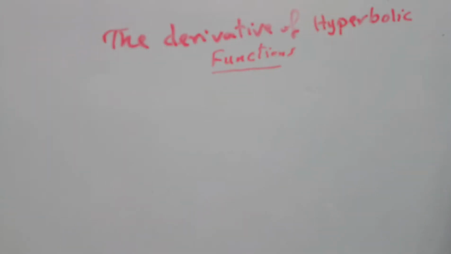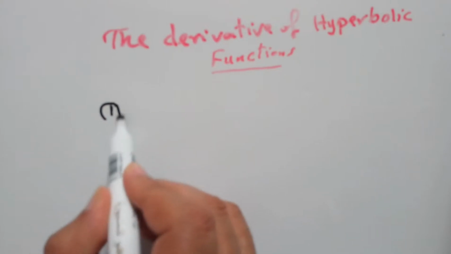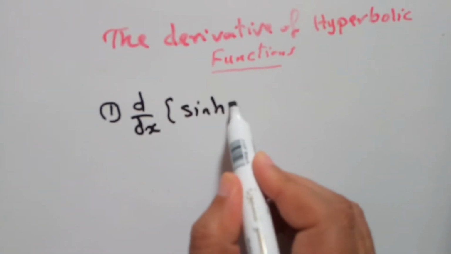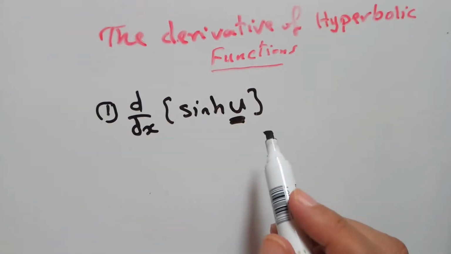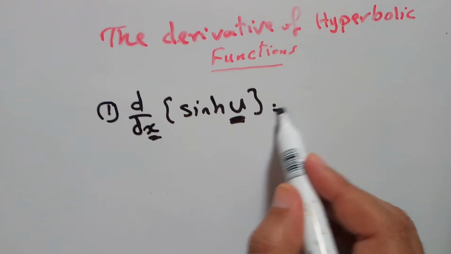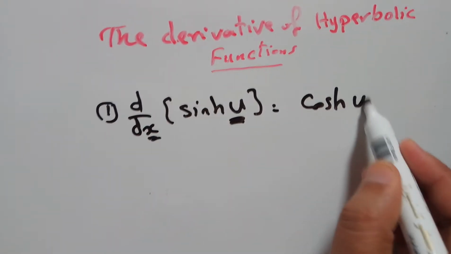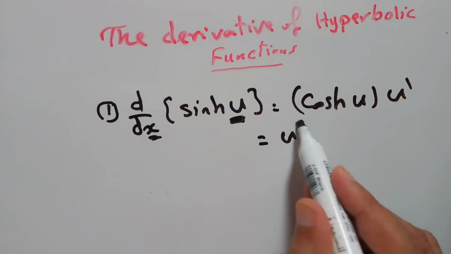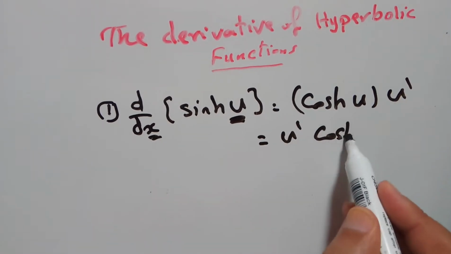Hello everyone. Now I would like to complete our lesson about the derivative of hyperbolic functions. In the first video we talked about the derivative of hypersine x with respect to x. But if u is a differentiable function of x, then the derivative with respect to x of hypersine u is hypercosine u multiplied by u prime, or you can write it u prime multiplied by hypercosine u.